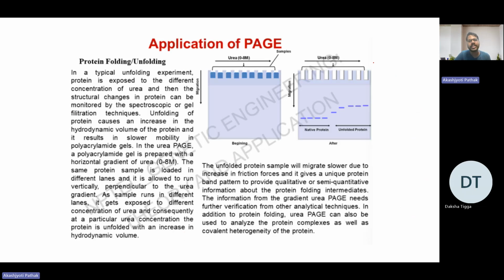Okay. Now, what is the application of these things? So how can you use polyacrylamide gel electrophoresis? You can run a urea PAGE as well. So in a urea PAGE, what is done? From left to right, your urea concentration is increasing. When you load your protein sample, you have loaded the same protein sample here, here, here, here on all these 10 wells. So these are your 10 wells. But as you are moving from the left lane to the right lane, your urea concentration is increasing.